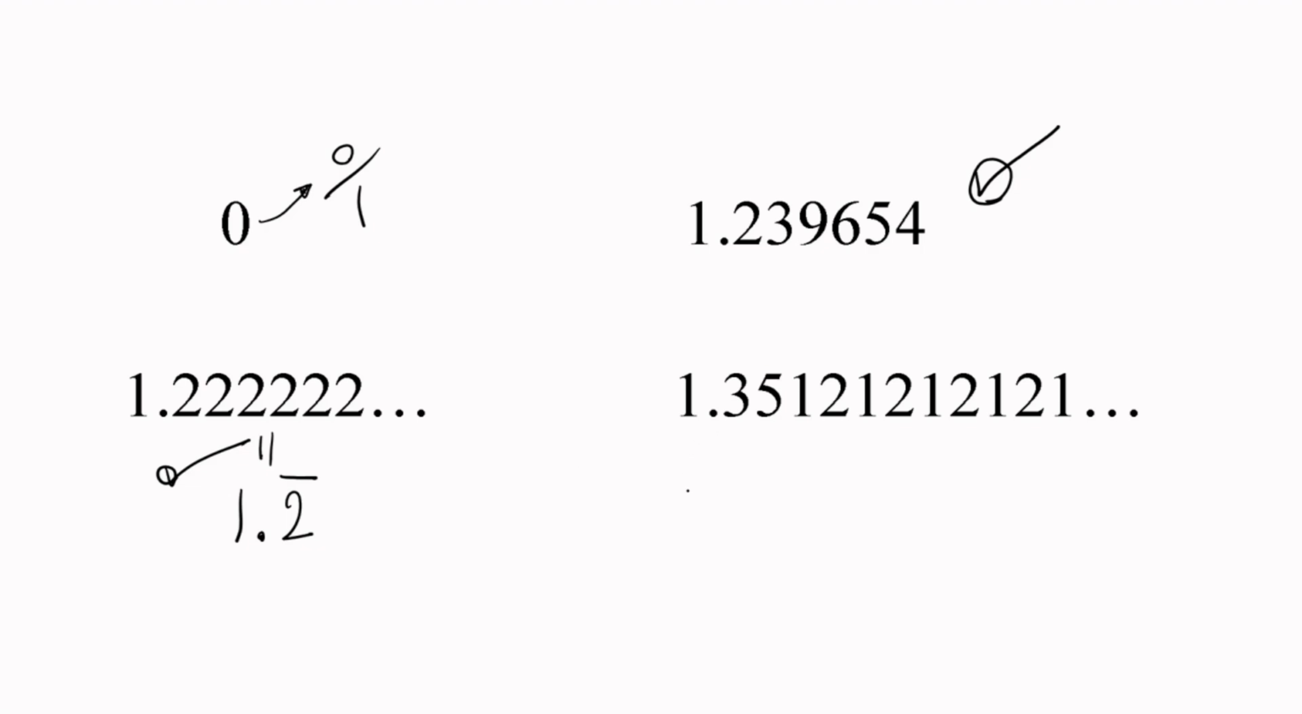Or in this one, after 1.35, you can see a pattern, right? Which is 12. And you can write it as this. So it is a rational number.